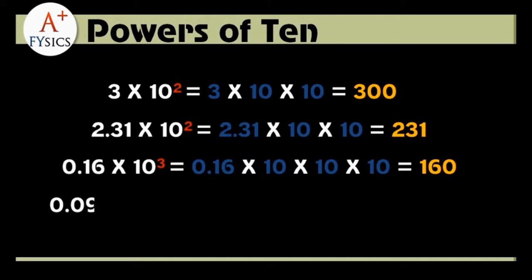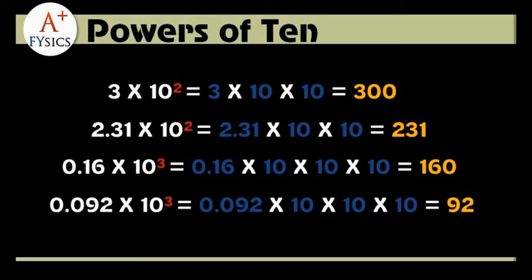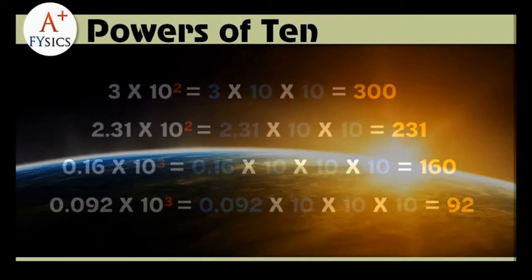What about 0.092 multiplied by 10 to the power 3? Well, that's 92. Just move the decimal point to the right 3 times.